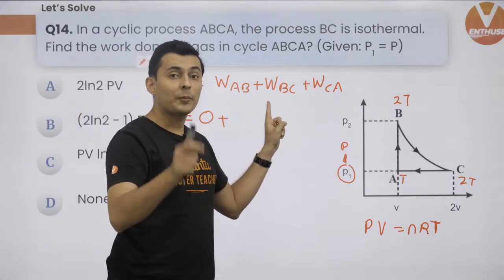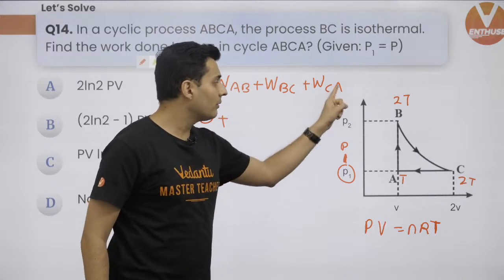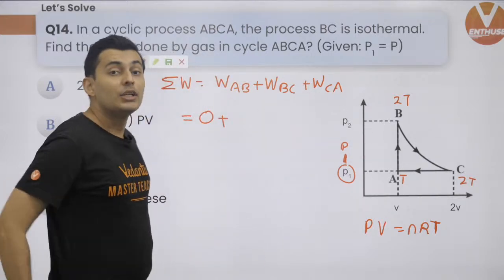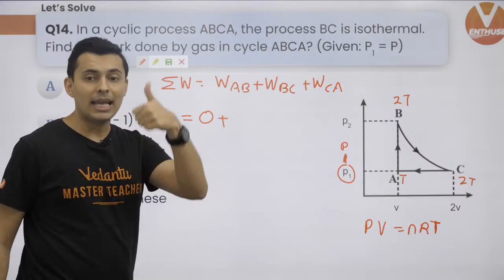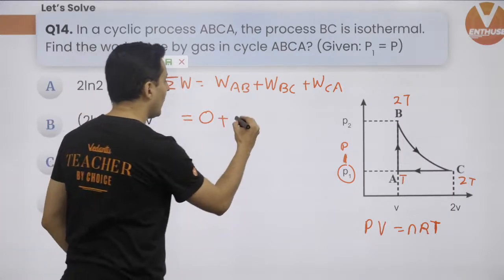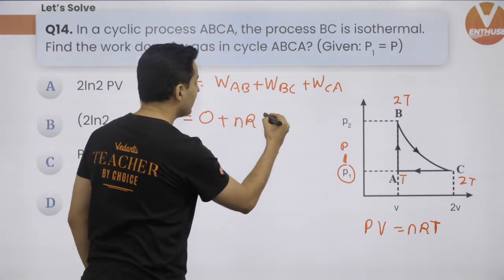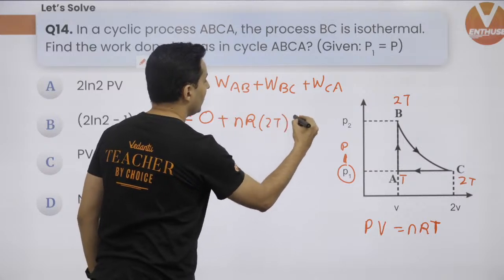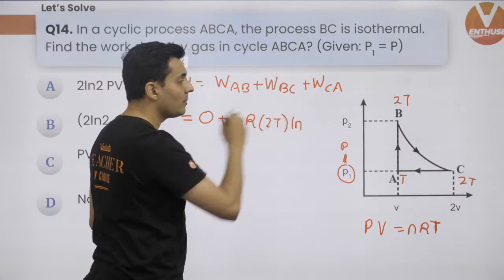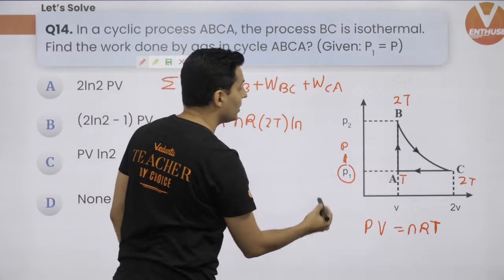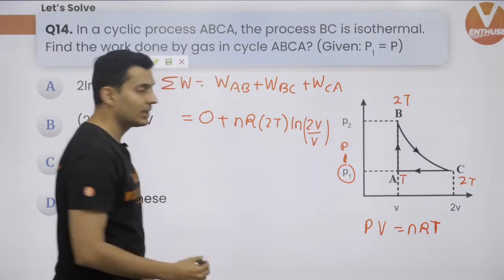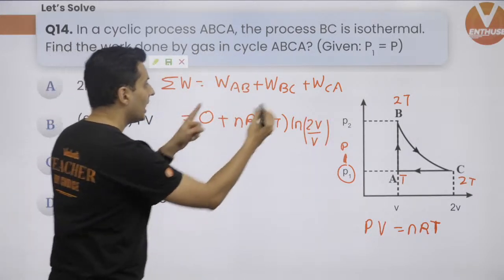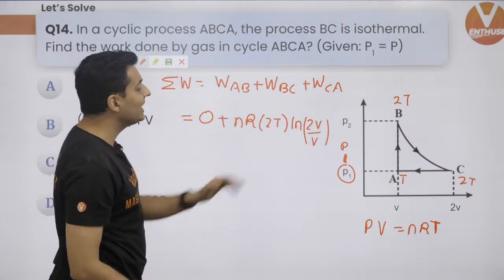Next up, is that clear? Yes. Now if this is clear, what is the work done from B to C? Think about it. Use your logarithm formula. Yes, nRT ln V2 by V1. So nRT, T is 2T, into ln final volume by initial volume. Final volume by initial volume is nothing but 2V divided by V. That's it. I hope this is clear. Correct.